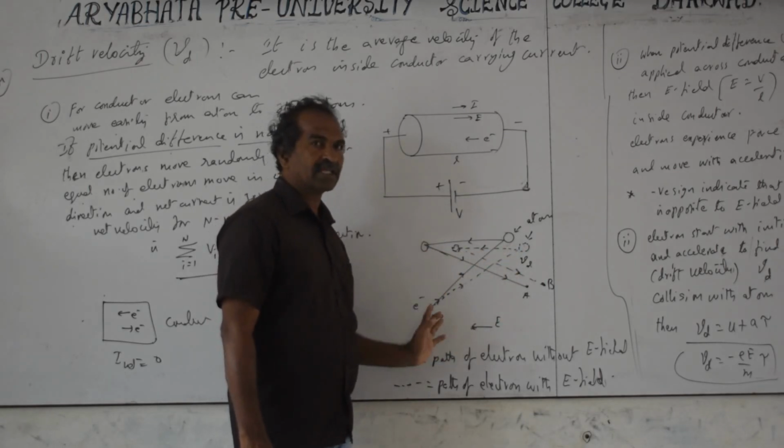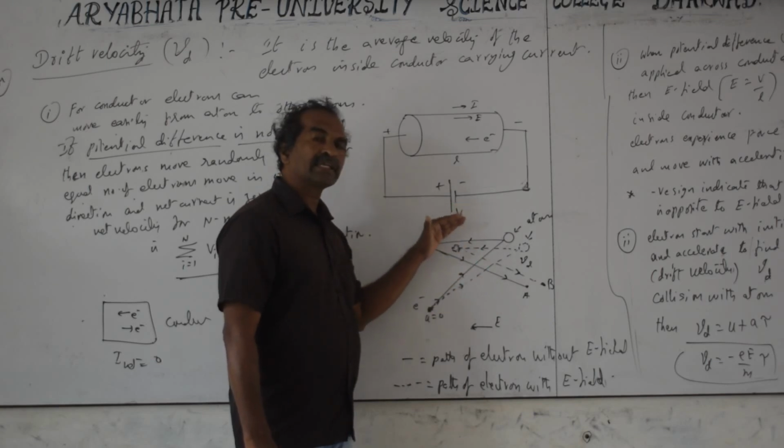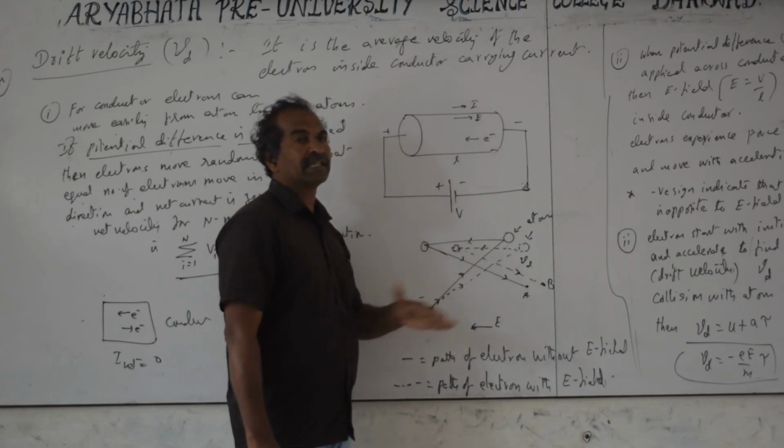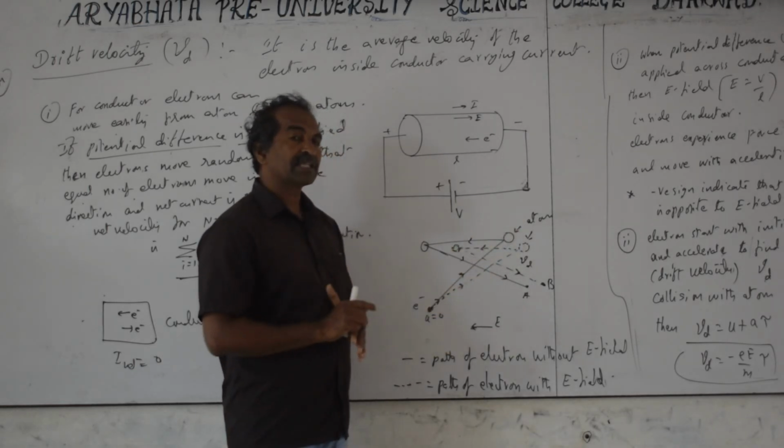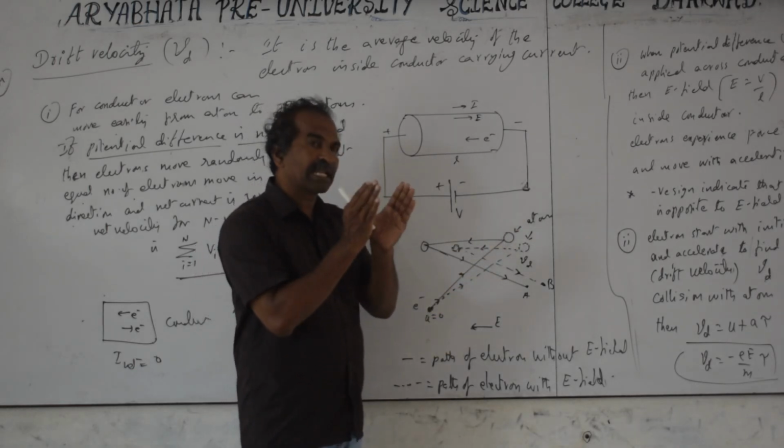Overall, we have to take the average: t1, t2, t3 like that. If you have n collisions, you take the n times and divide by the number of collisions, and you get the average time interval between the collisions. But the average time interval between collisions for a given metal remains almost the same.